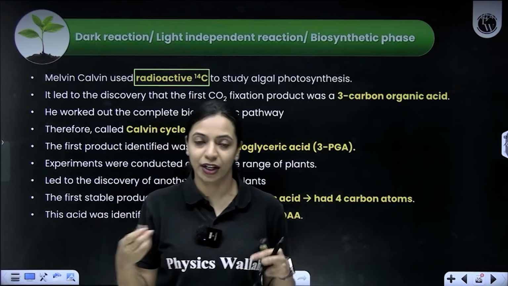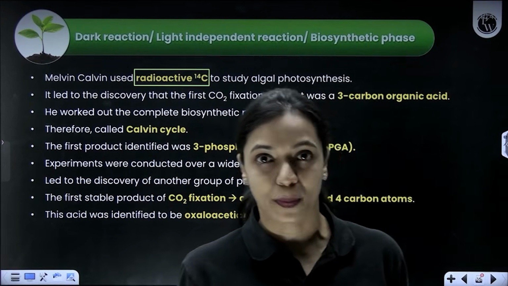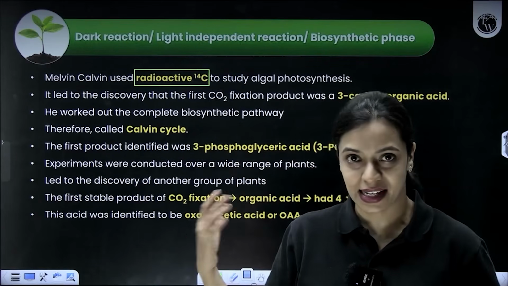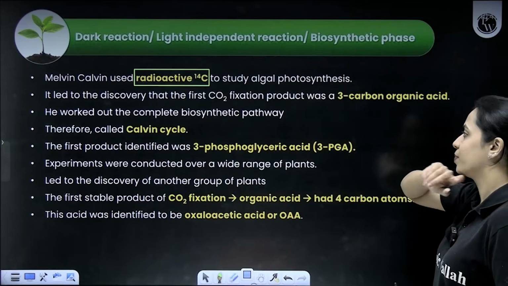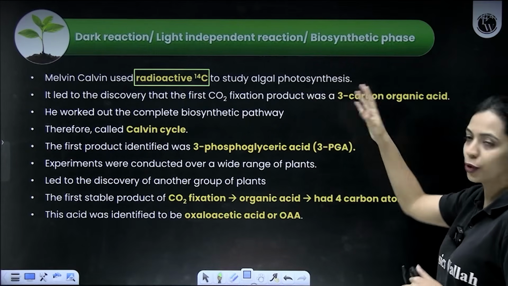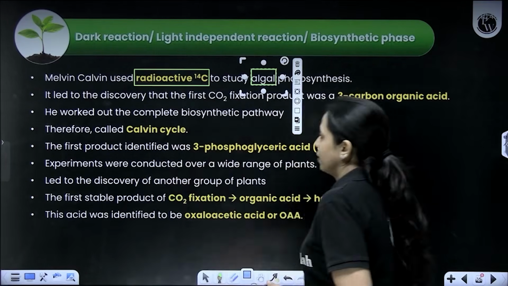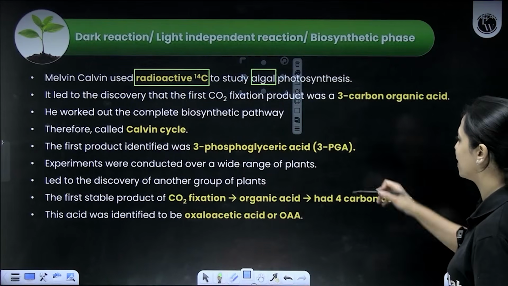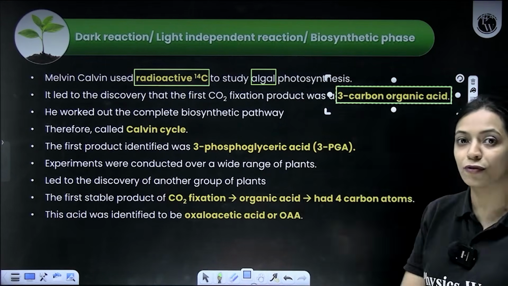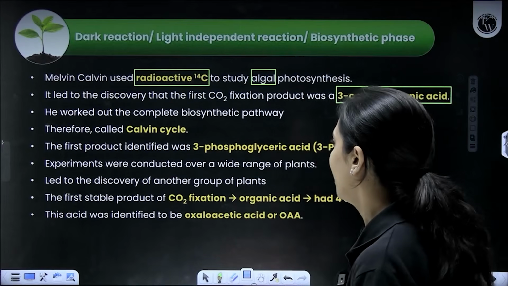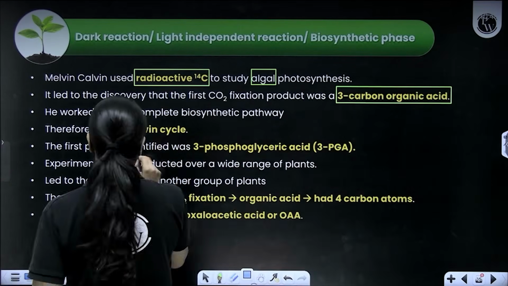What exactly is happening to carbon dioxide once it enters the plant cell? These are things that you can't look under the microscope and guess, right? So that's why these kind of studies are made. So he used radioactive C14 to study photosynthesis in algae, and it led to the discovery that the first carbon dioxide fixation product was a 3-carbon organic acid. It's called phosphoglyceric acid, and he worked out the complete biosynthetic pathway, and therefore it's called Calvin cycle.